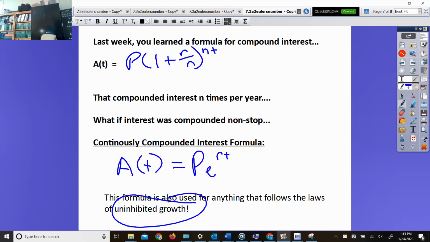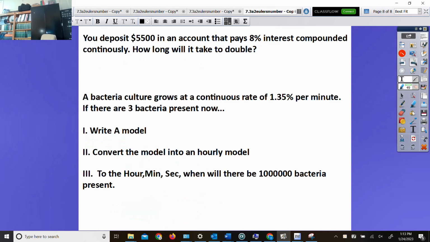So there are keywords to know about this formula. First, the most obvious is continuous. The second one is uninhibited. You see those two words, you're going to use Pert. Plain and simple. Those two words show up, the formula is Pert. And let's do the two things that require Pert.